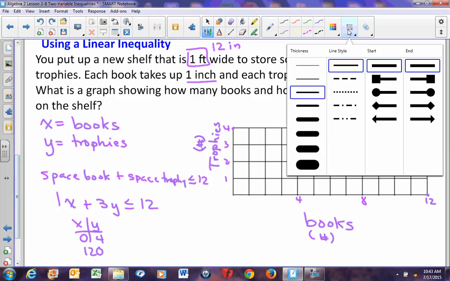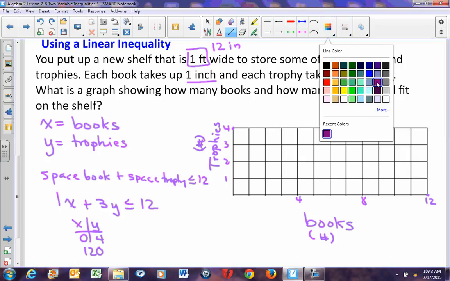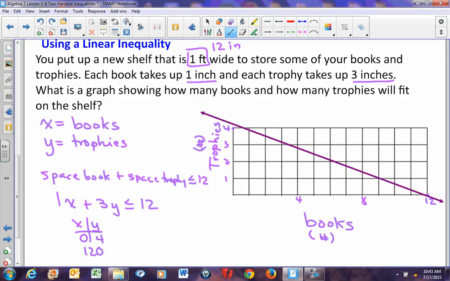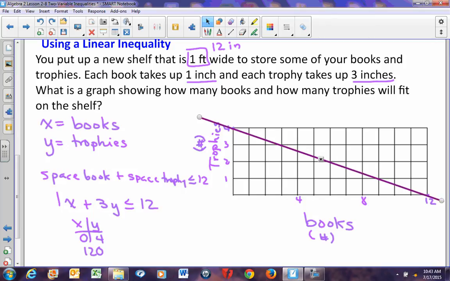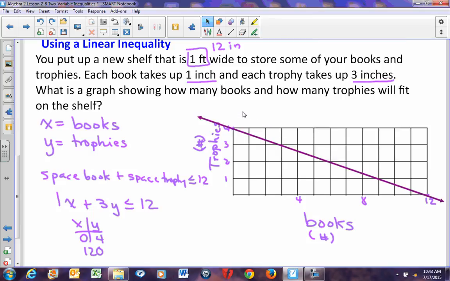Graph this line, which is a solid line. Let's go in this color again. Use your ruler when you do this. It's very important to make sure that it's accurate.